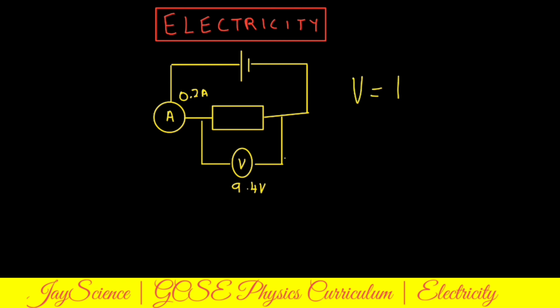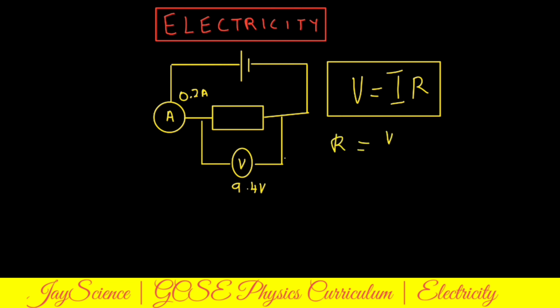Earlier, we talked about this equation for Ohm's law, that the potential difference is directly proportional to the current, provided that the resistance remains constant. So here, let's work out the resistance for this question. That's V over I. V is 9.4, and then I is 0.2. That gives 47 ohms.